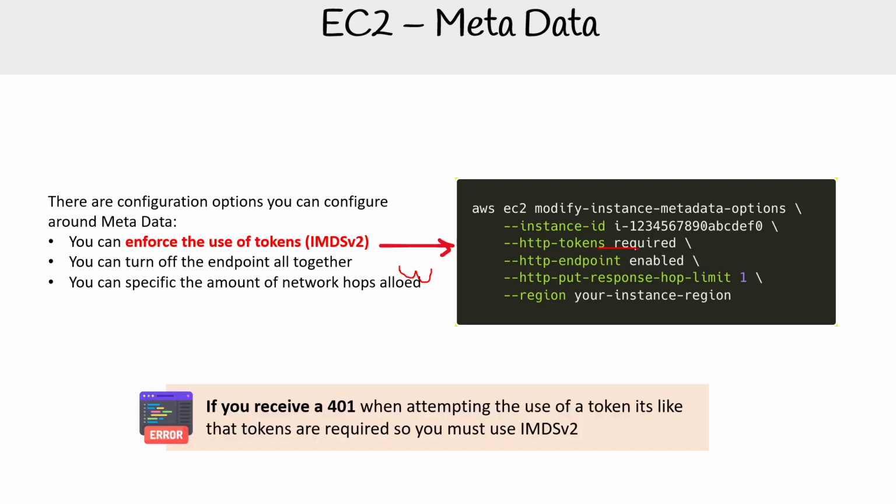If you receive a 401 when attempting to use, I said use the token, but I meant to say if you're using IMDS version 1 or just using curl, then it's likely that tokens are required and you must use IMDS version 2. So just understand that I wrote 2 here. It's supposed to be 1. But I don't want to record this whole video just because it's one mistake. But the point is that if you get a 401, you're probably using the plain curl and you need to use the one with the token, okay? But there you go.